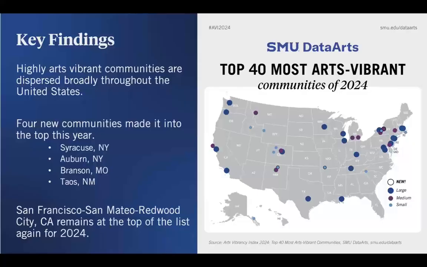Syracuse, New York joined the list for top medium communities. We have Auburn, Branson, and Taos, New Mexico. They joined for the first time in our top small communities. So congratulations to those communities. And for 2024, San Francisco and its surrounding areas remained at the top of the list. And I believe Rochelle has already shared a link to our ABI, so you can take a look and learn more about these communities.